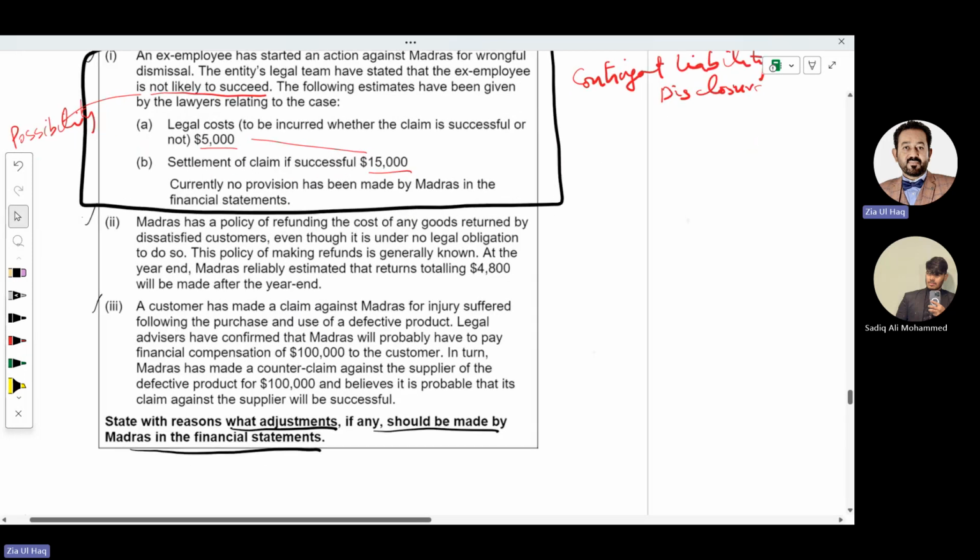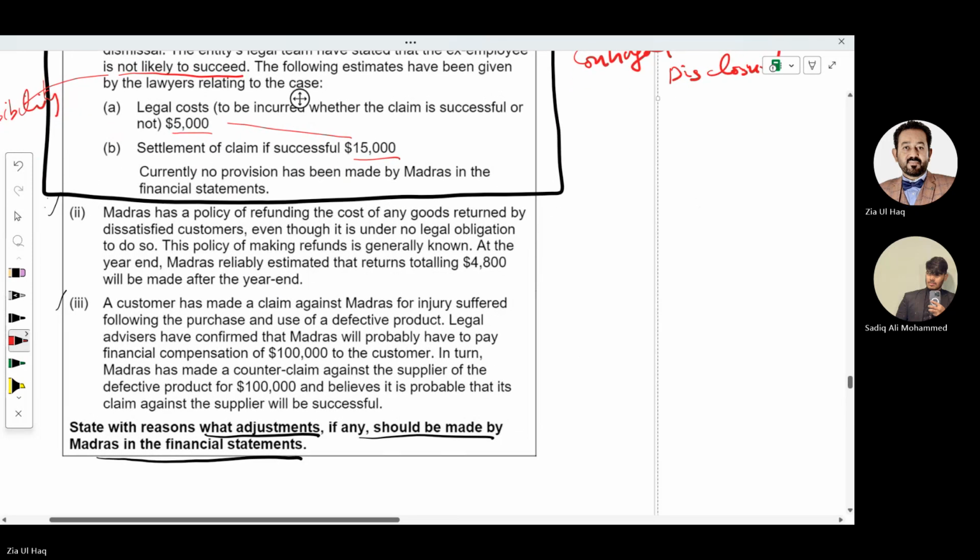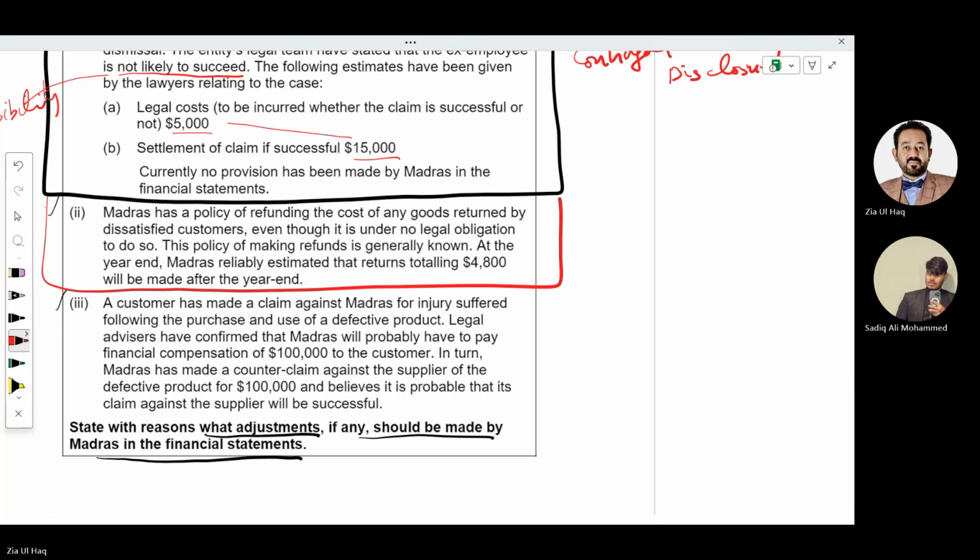Now move towards number 2. Please try by yourself whether provision is required or not.